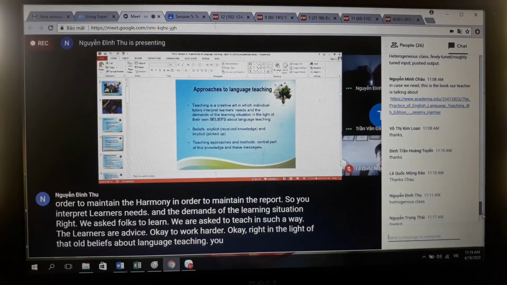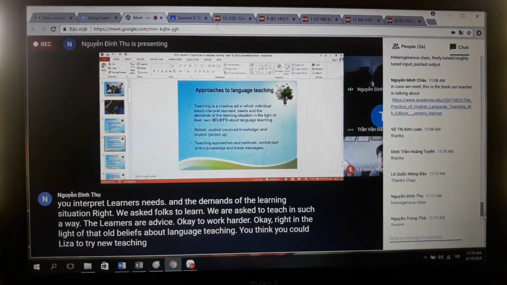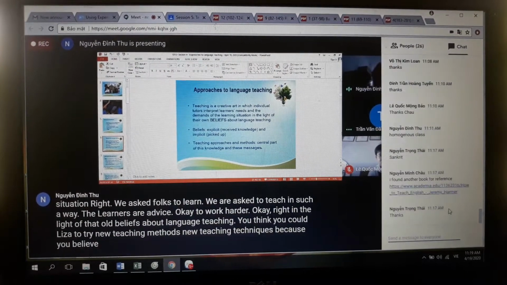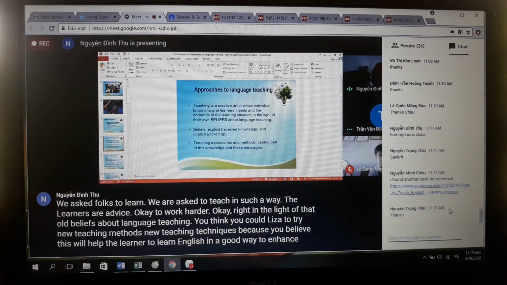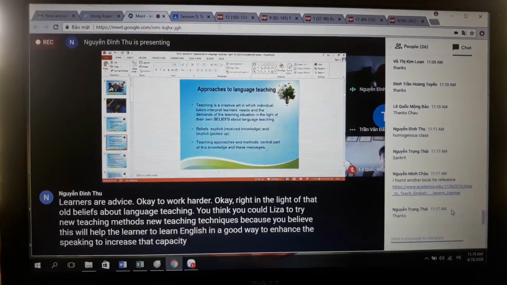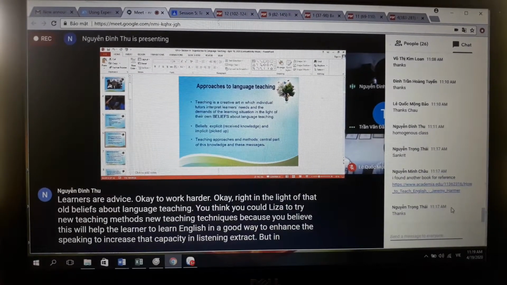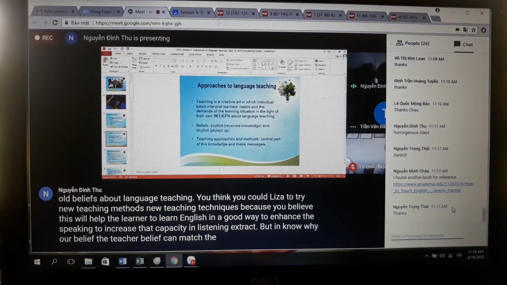You think you would like to try new teaching methods, new teaching techniques, because you believe this will help the learner to learn English in a good way, to enhance the speaking, to increase their capacity in listening, etc. But in no way can our belief, the teacher belief, match the learner belief.